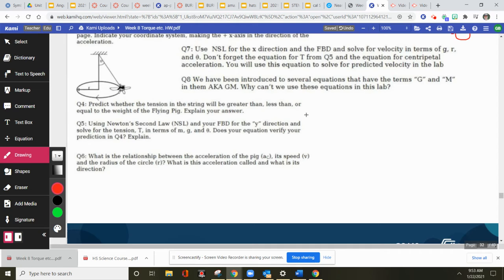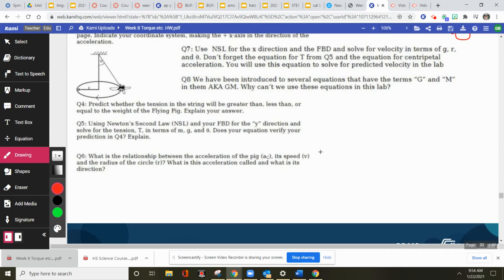The tension in the string will be greater than, less than, or equal to the weight of the flying pig. I'm going to say the tension in the string is greater than. A component of it is equal to the weight. So the full hypotenuse tension in the string, the hypotenuse is always greater than a leg. So the y leg of the tension will be equal to the weight. So the hypotenuse is greater than that.